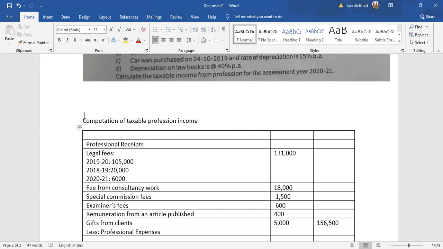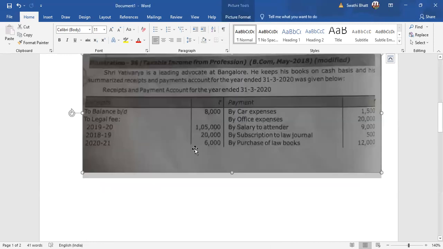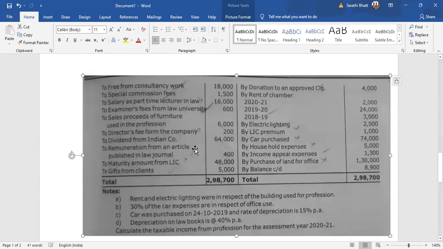The first one that we have is car expense. Maybe he is using the car for his professional purpose to go from one place to another, which is genuinely connected to his profession. But let's look at the additional information. Who knows, there might be some extra information.